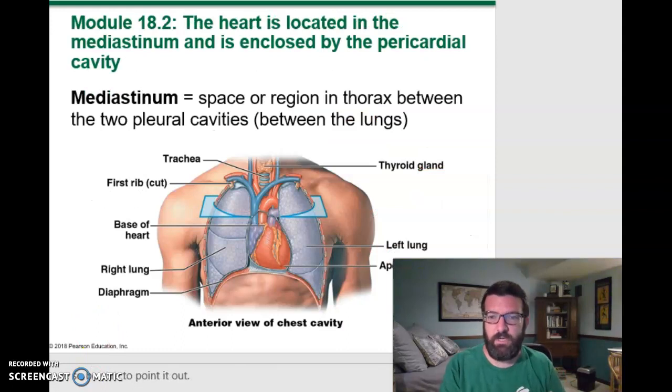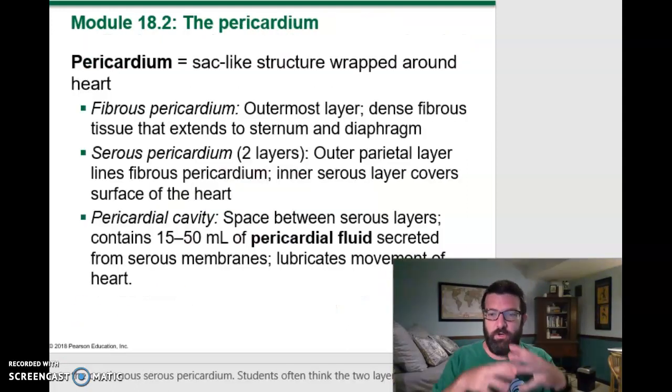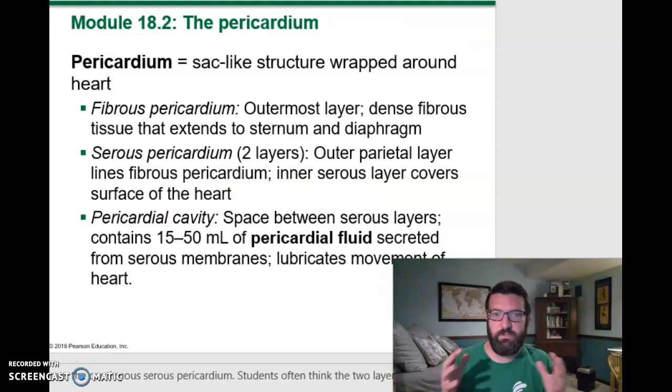The heart is in an area called the mediastinum. Sounds like gloriostinum, which is this area in your thorax between your lungs, or between the two pleural cavities, essentially. The heart is surrounded by something called the pericardium, which is a sac-like structure, a cavity that surrounds the heart. On the very outside of it is the fibrous pericardium, which is a connective tissue layer, but it's protective. It's a lot of collagen.